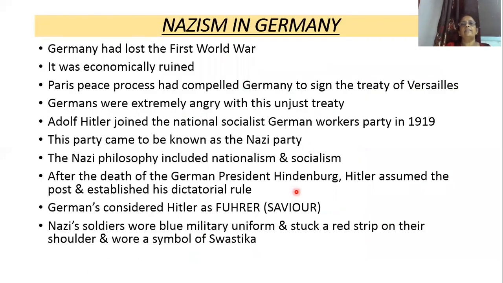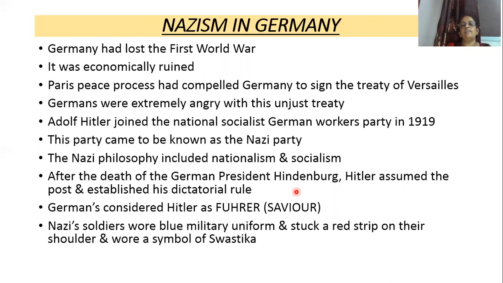The next one, Nazism in Germany. We have seen in the First World War that the Allied nations blamed Germany for being responsible for the war. So they collected 6.5 billion from Germany, and most of its provinces were distributed among the Allied nations. Germany was economically completely ruined. The Paris Peace process compelled Germany to sign the Treaty of Versailles. So the First World War came to an end by the Treaty of Versailles.